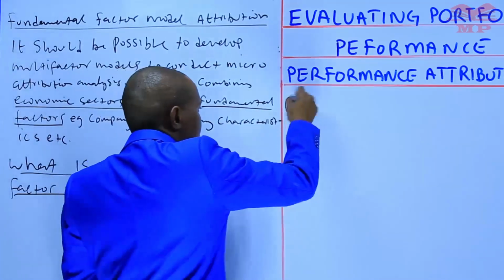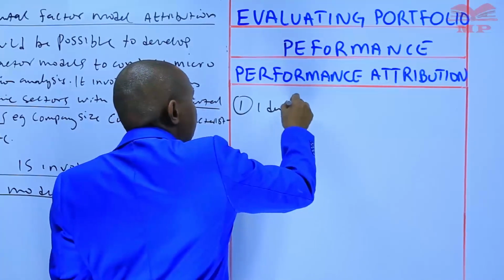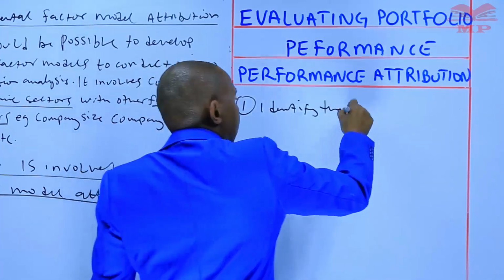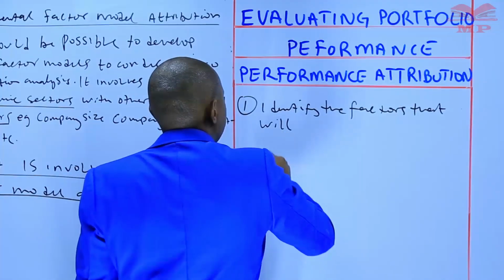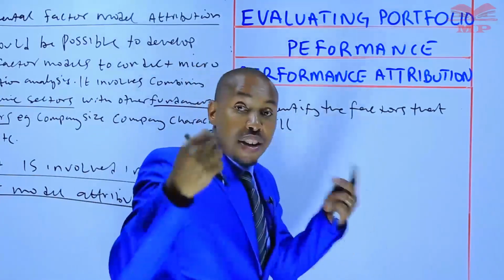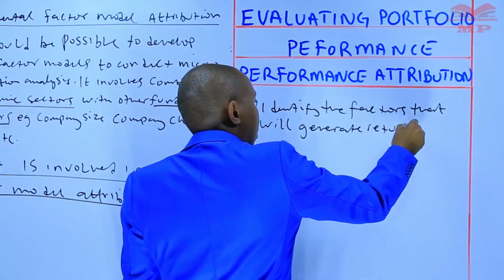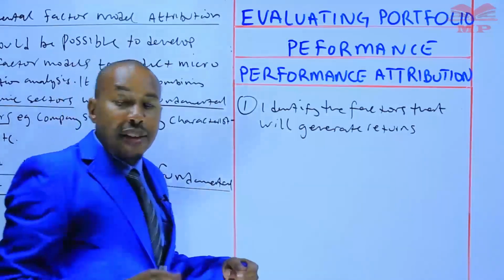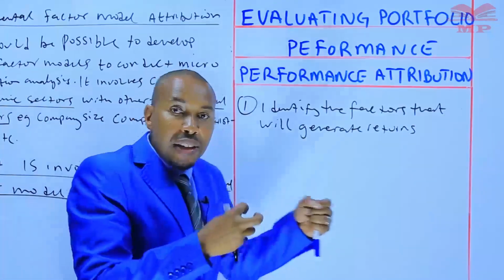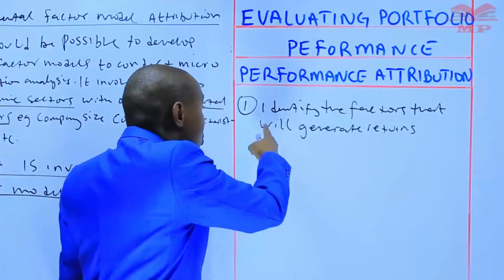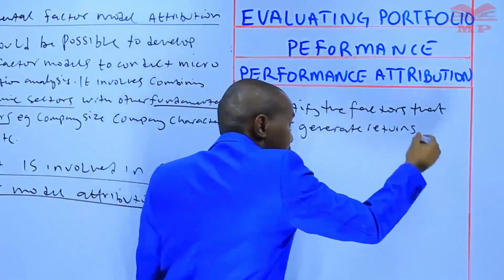Step number 1. We're saying identify the factors that will generate returns. What do you think will generate returns? Which sectors will generate returns? What combinations of each sector will generate returns? That is what you're supposed to do under the first step. We identify the factors that will generate returns, period.